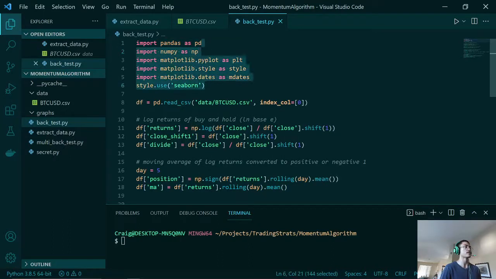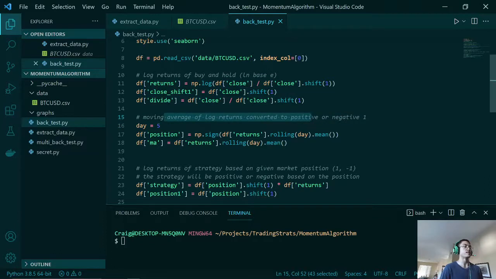Here we just import our libraries and we read our CSV file into a pandas data frame. Over here, we're taking the log returns of our buy and hold price. So what this does is we're basically taking our closing price of the current day and dividing it by the closing price of the previous day and taking the natural log of that division. So if this is above one, then it will be a positive number, and if it is below one, then it will be a negative number. What this does is it will make it an easier indicator to see if we are going up or down in our closing price.